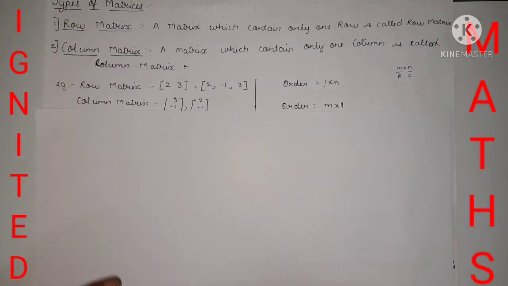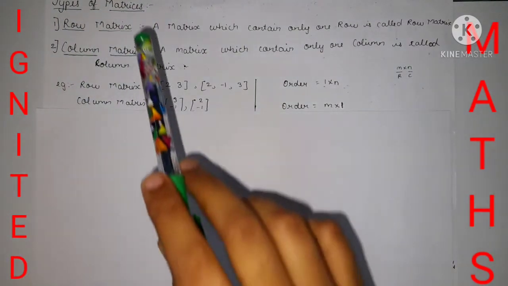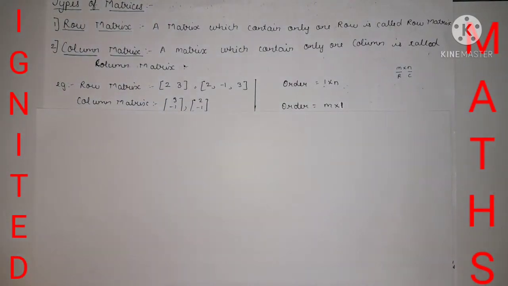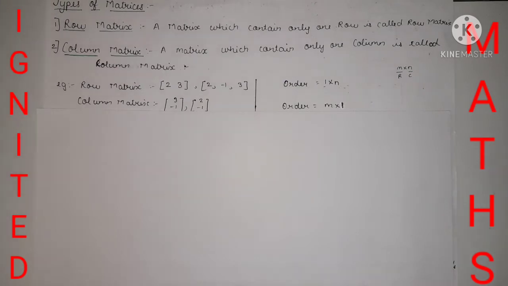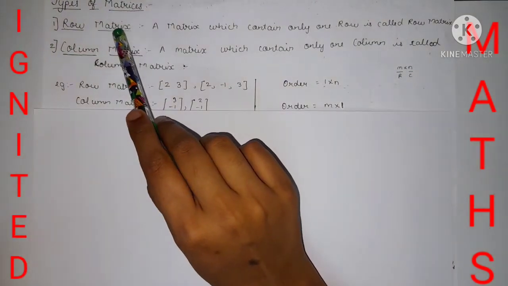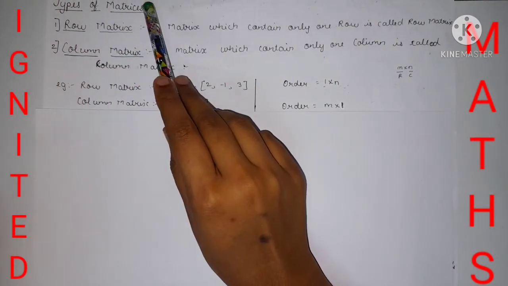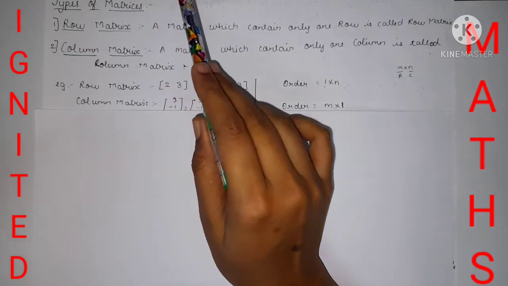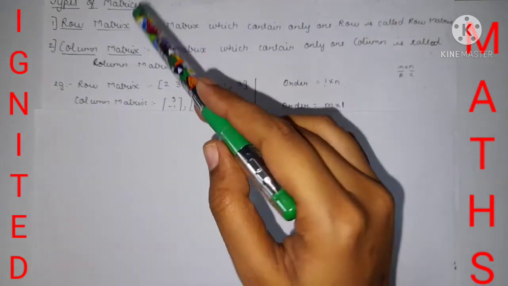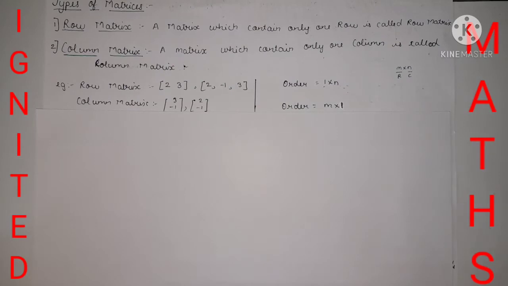The first example is based on the row matrix and column matrix. Now the question arises: what is the difference between matrix and matrices? Nothing, because matrix is the singular form and matrices is the plural form. That is the only difference. All the definitions and properties are absolutely the same, so don't confuse it.